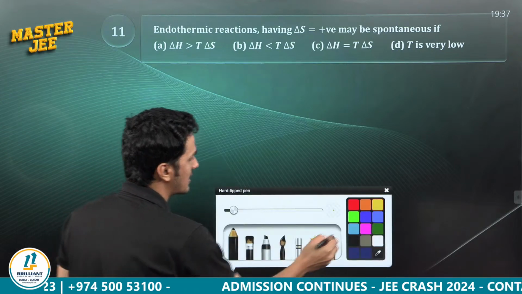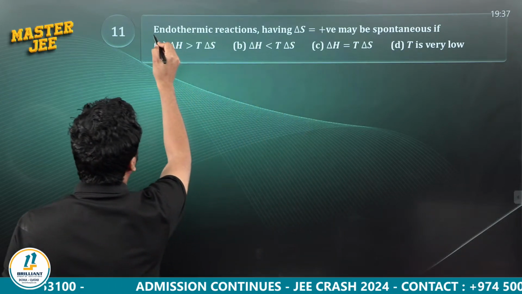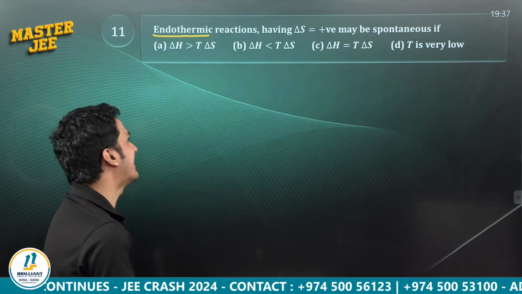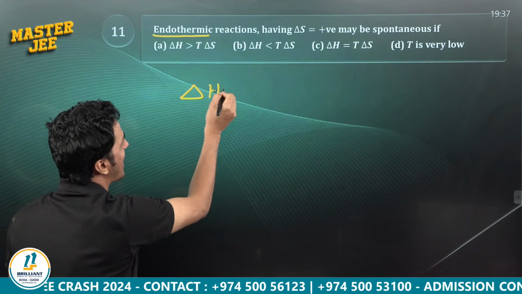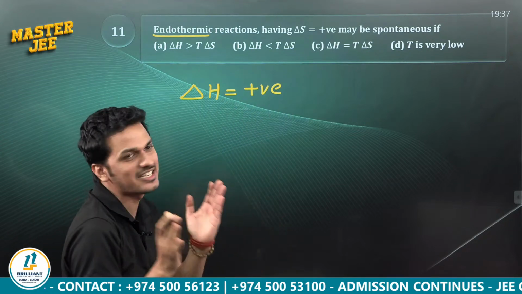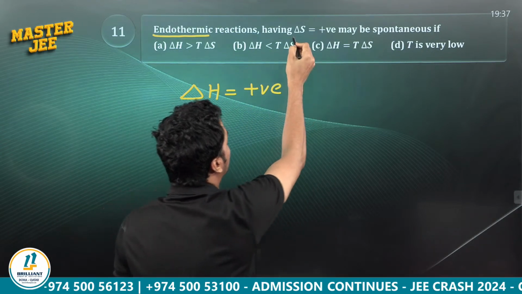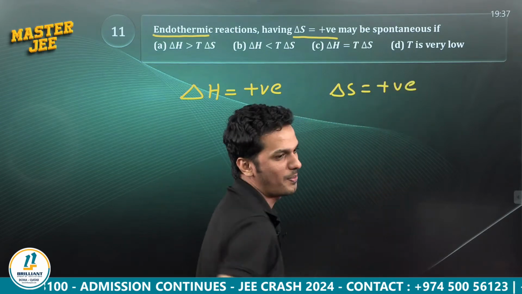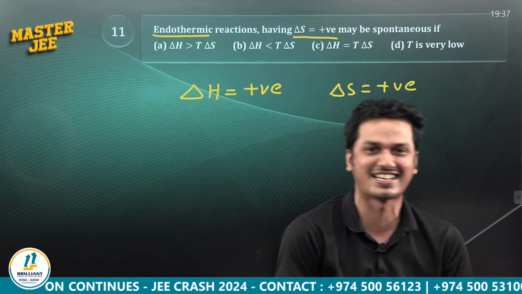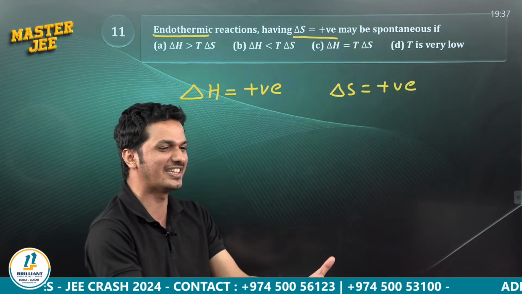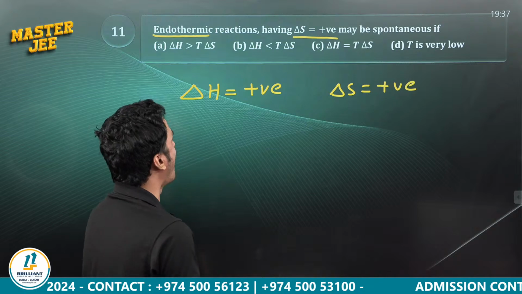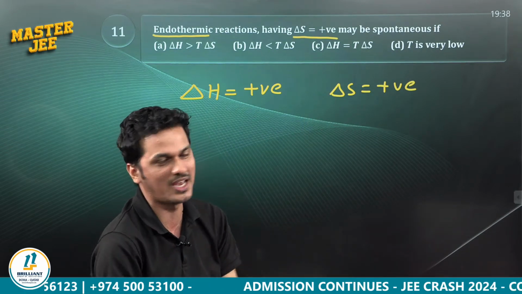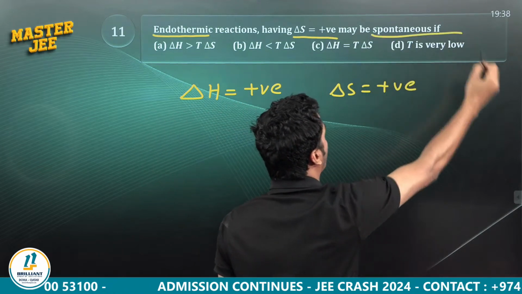While you are reading this, you can see endothermic. From that itself we can understand that delta H is equal to positive. That is an endothermic reaction. And they are telling delta S equal to positive, that is, entropy change is positive. So delta H is positive and delta S is positive, and they are asking when this reaction becomes spontaneous.